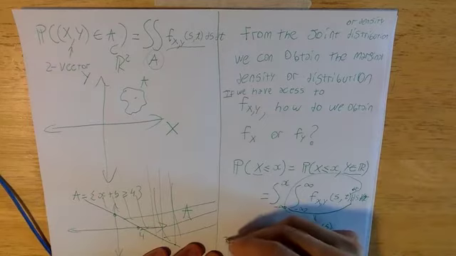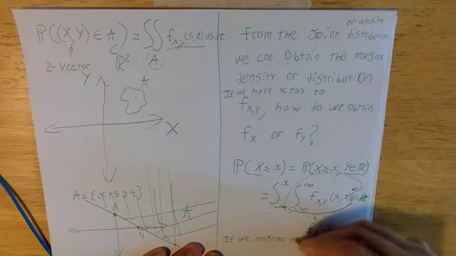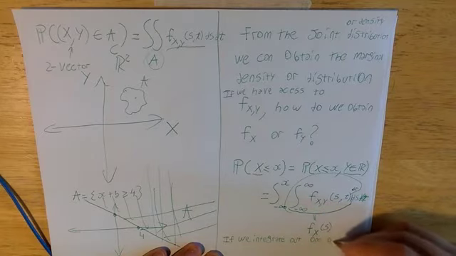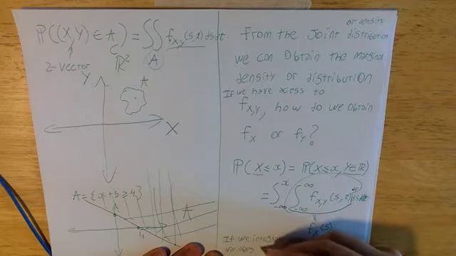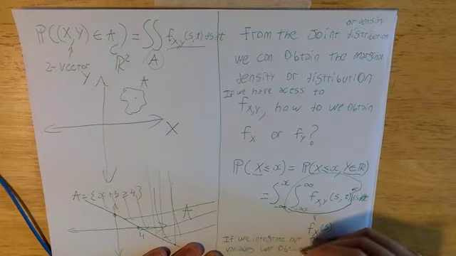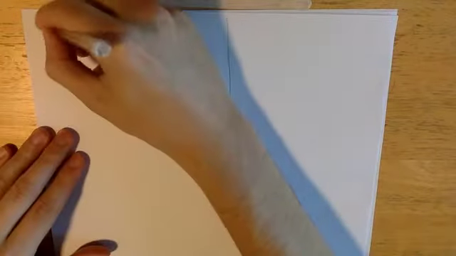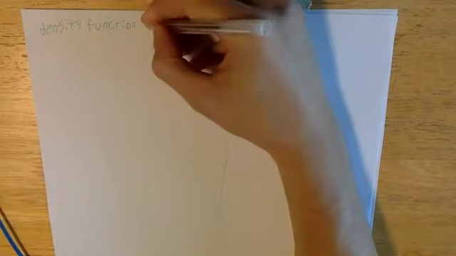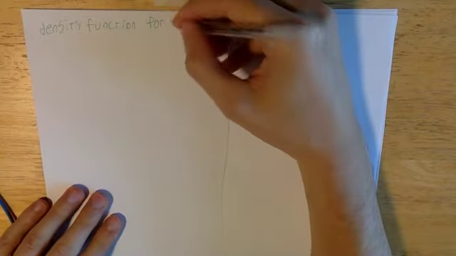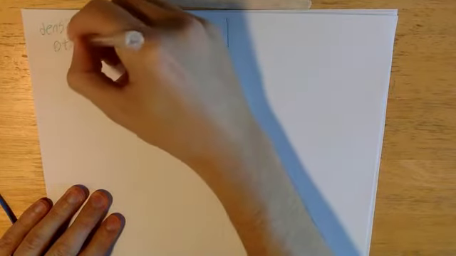Okay? So if we integrate out one of the variables, we obtain the density function for the other random variable.